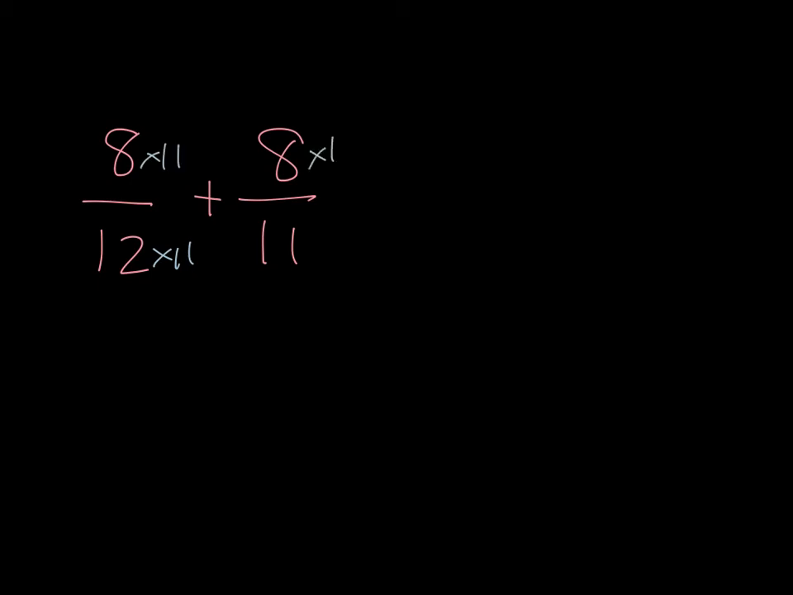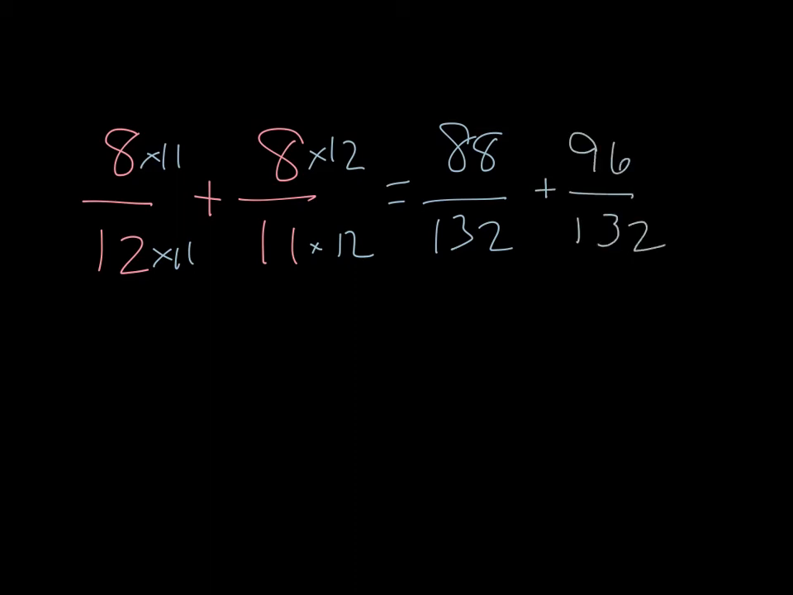Okay, the next problem we're going to try, this one's a tricky one. We have 8/12 plus 8/11. To multiply by the opposite denominator. Part of what makes this hard is that they're just bigger digits. I'm going to rewrite. So I have 88 132nds plus 96 132nds. Now that equals, when added together, 184 132nds. Holy cow, that's a big number.